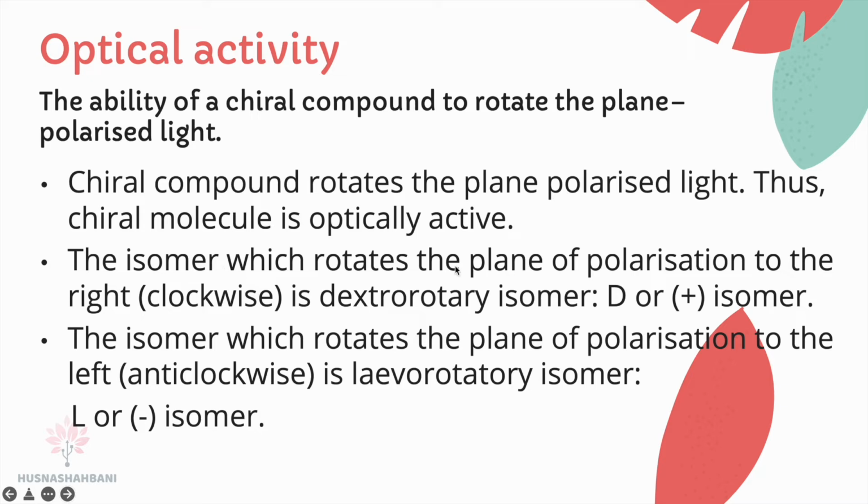The isomer which rotates the plane of polarization to the right, you call it a dextrorotatory isomer, with symbol D or plus, if it rotates to the right or clockwise. If the isomer rotates the plane of polarization to the left or anti-clockwise, it is a levorotatory isomer, symbol L, or the negative sign isomer.